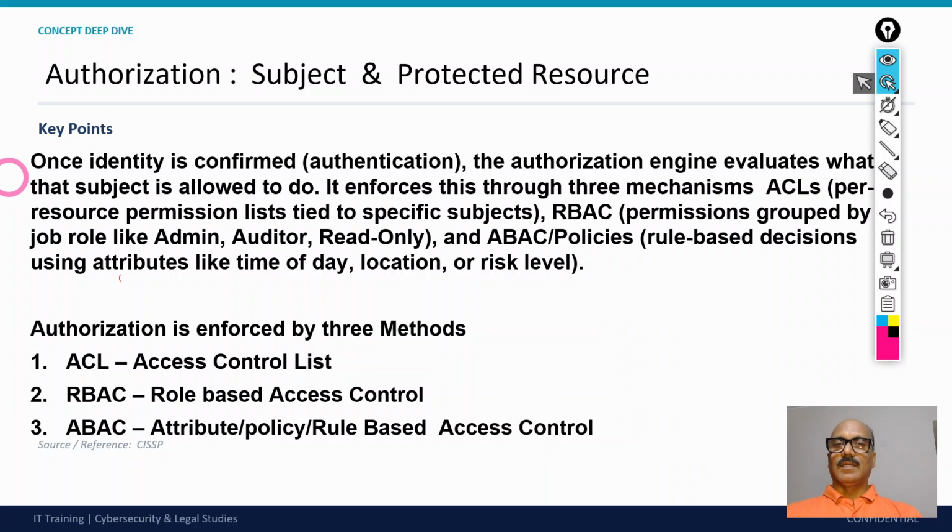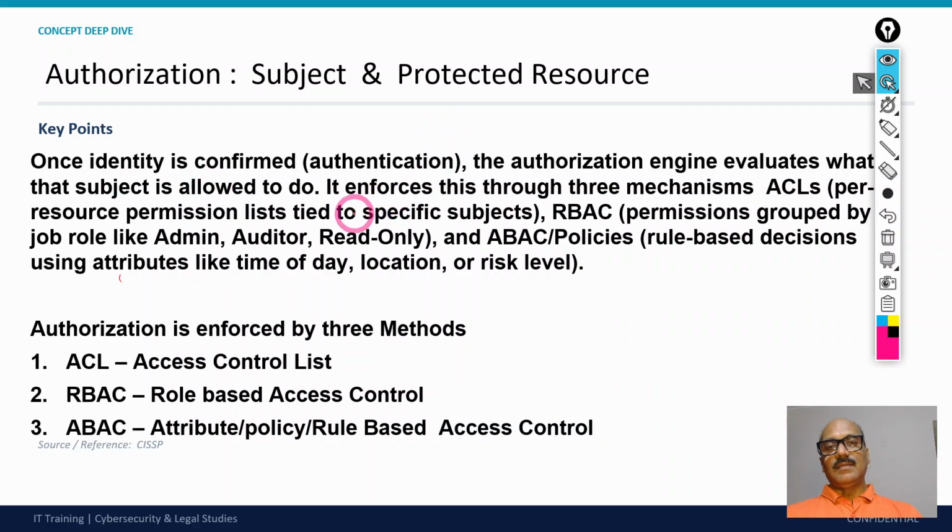Yesterday we touched upon authorization, which is the second A of the AAA framework. AAA stands for authentication, authorization and accounting. As I mentioned yesterday, once the identity is confirmed through authentication, the next stage, that is authorization, will decide what the subject, which can be a username, a device, or a process, is allowed to do on a resource.